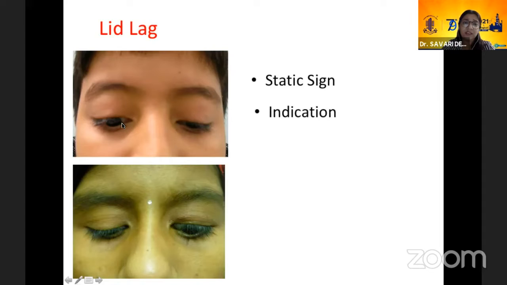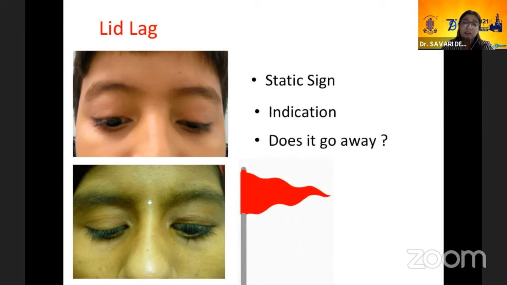What does this indicate? This indicates usually a dystrophic levator muscle and is often seen in congenital ptosis, not in aponeurotic ptosis. And the degree of the levator lid lag determines what? It determines often the kind of surgery we do and the kind of counseling we give to the patient, because this is something that will not go away. And it is a question that is asked recurrently by the patients: will this go away? And it does not. It is important to notice the lid lag.